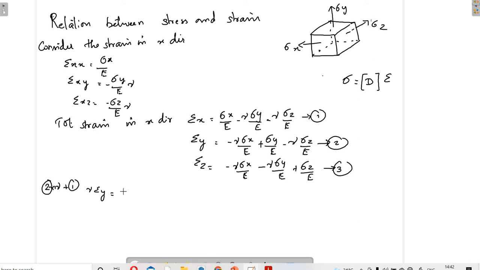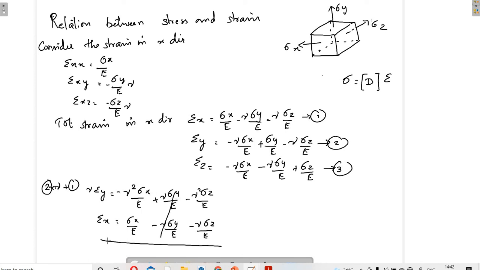So nu epsilon y is equal to minus nu square sigma x by E plus nu sigma y by E minus nu square sigma z by E. So the first equation, epsilon x is equal to sigma x by E minus nu sigma y by E minus nu sigma z by E. So you can add the values and finally come up with epsilon x plus nu epsilon y, which is equal to, if you take sigma x by E outside, so it is 1 minus nu square, minus, if you take sigma z by E outside, so it is nu plus nu square. So keep this as equation number 4.